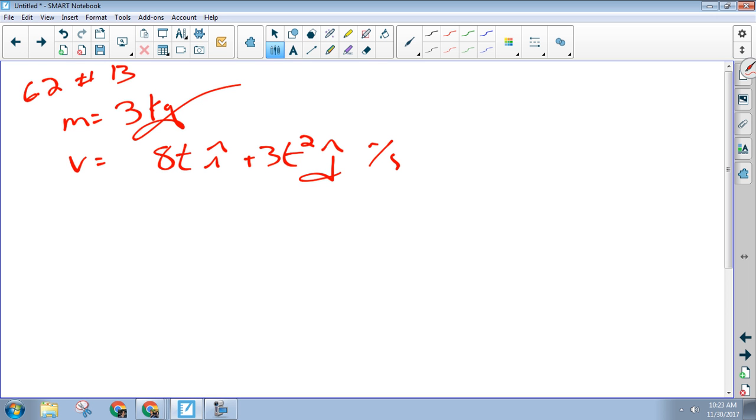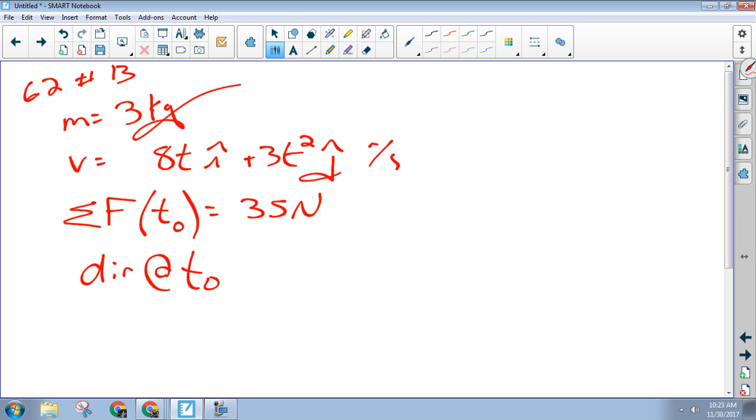At the instant the net force on the particle has a magnitude of 35 newtons, so there is a point, net force at... we need to give the time a name. Let's just call it t naught. So the net force at some time is 35 newtons. We want to find the direction of motion at t naught. Does that make sense?